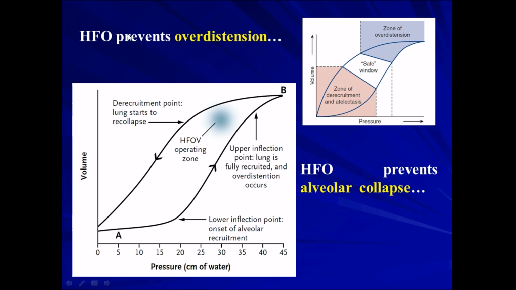So theoretically, high frequency will prevent overdistension. This is the operating zone of the high frequency, so we are avoiding the overdistension and we are avoiding the derecruitment and the atelectasis, which is atelectrauma. So we avoid overdistension, we avoid alveolar collapse. Theoretically, the high frequency oscillator will protect the lung more than the conventional low tidal volume, high PEEP ventilation. That's what we think.